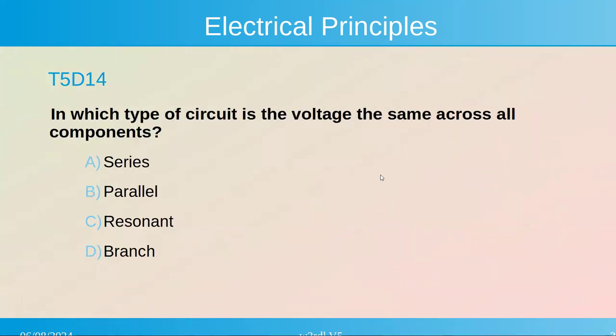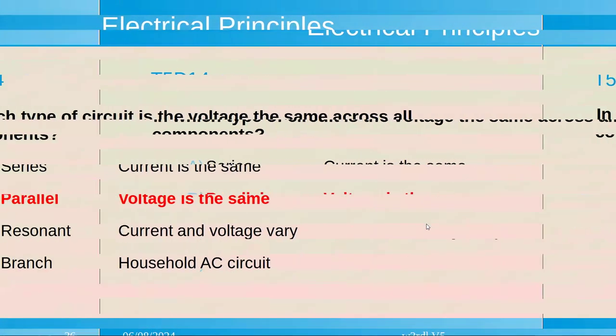So which type of circuit is the voltage the same across all components? Will be A. Series. Well, the voltage the same, not the current. Yeah, parallel then, voltage is the same. Right.